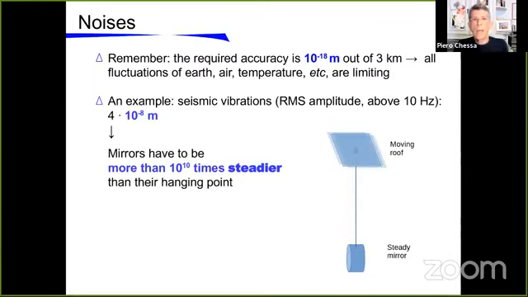So remember, we have to measure 10 to the minus 18 meters variation of a length over 3 kilometers. So any fluctuations of Earth, air, or temperature along the arm of the interferometer are dramatically limiting our measurements. For instance, right now we have oscillations due to seismic vibrations with amplitude like 4 times 10 to the minus 8 meters. That means that we have mirrors hanging to roofs where the roof is moving, and the mirrors must be more than 10 to the 10 times steadier than the roof itself.